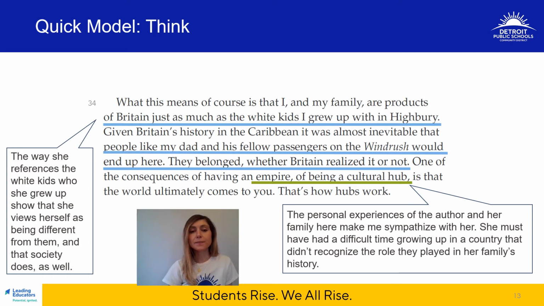The second item: "People like my dad and his fellow passengers on the Windrush would end up here. They belonged, whether Britain realized this or not." This is really important because she's not only speaking from a personal experience of her own, but she's talking about that of her family, right? She has a really hard time growing up in a place, Britain, that chooses not really to acknowledge its history with the Caribbean, especially given the fact that the labor and the goods and services and everything that came out of that nation essentially helped build Britain into the empire it is today. Again, a conflicting interest there.